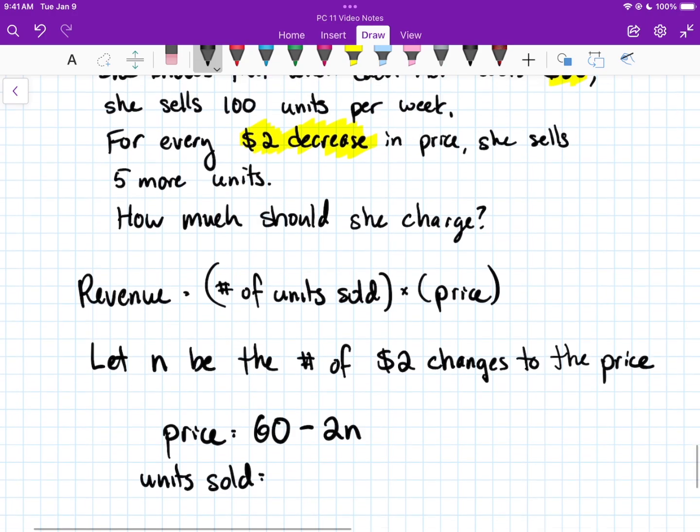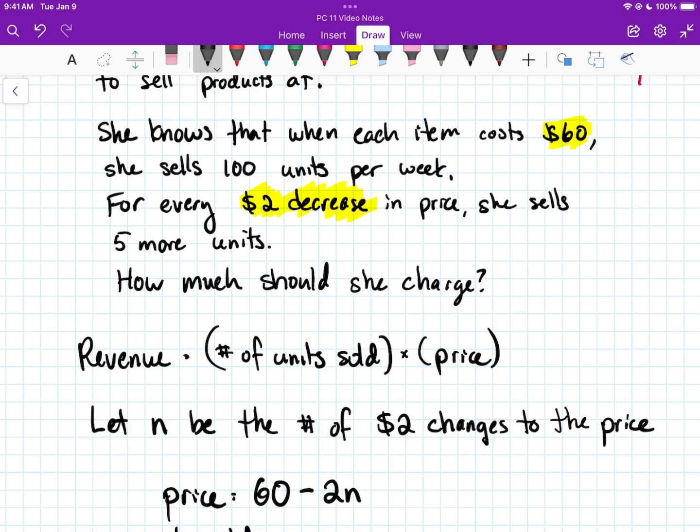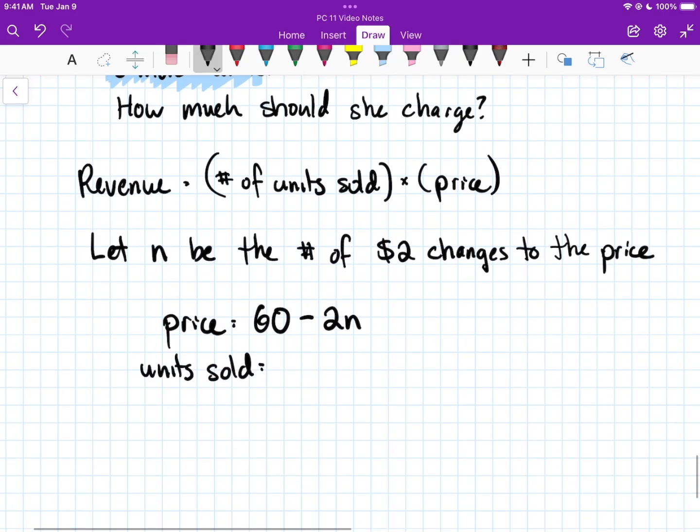All right, so going back up to the question again, we can see once again that we're selling 100 units as sort of our baseline. And then every time we make that $2 change, we're going to sell 5 more units. So we're working with our baseline again. This time it's 100. But now our change is positive 5. We're adding 5 over and over again.